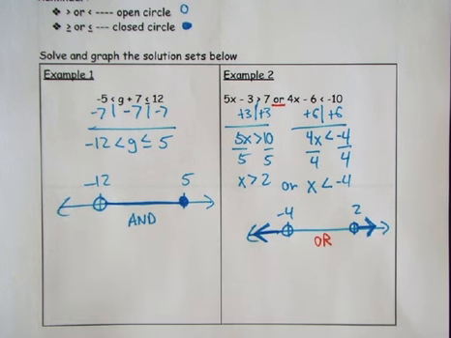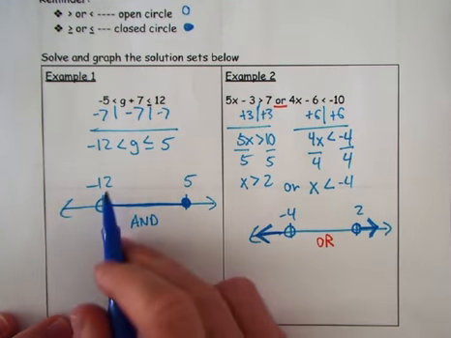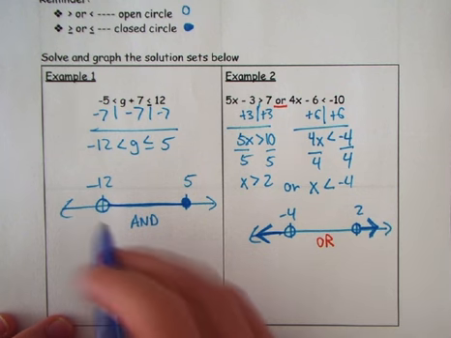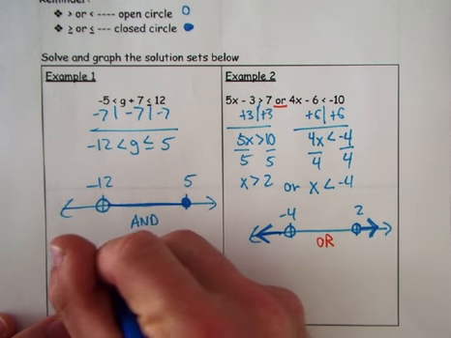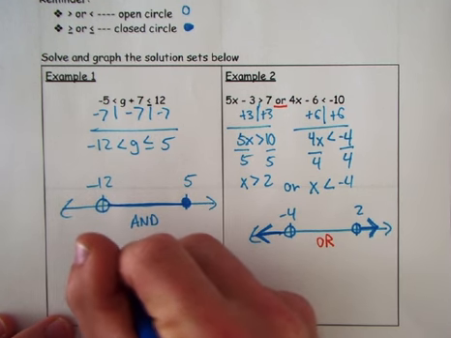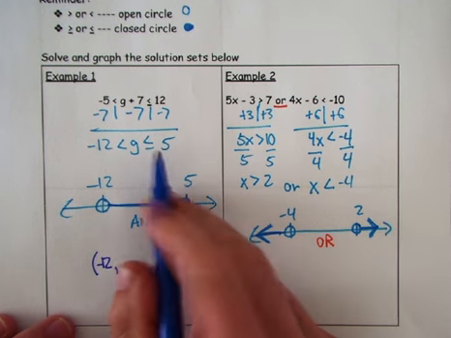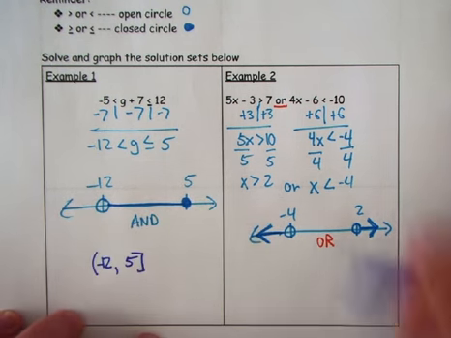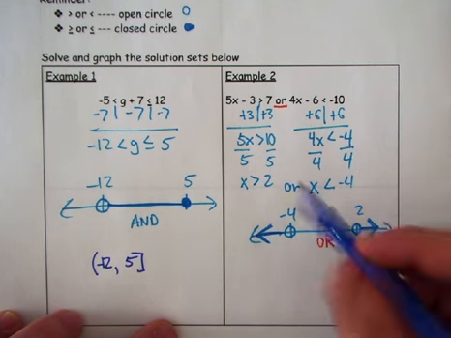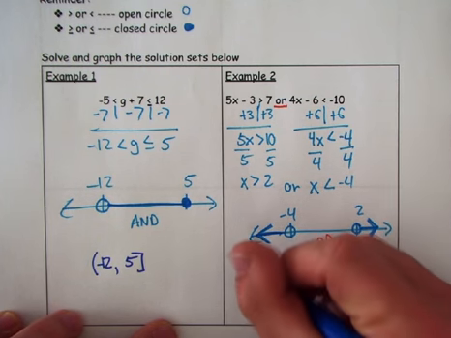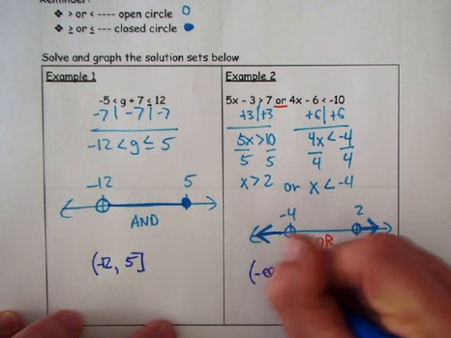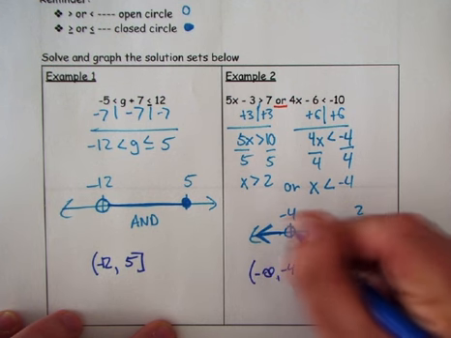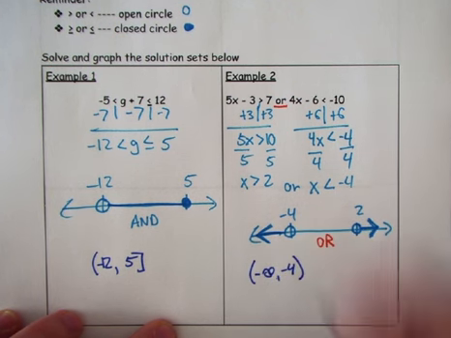Okay? Now, just to see if we remember, let's think about how we would represent these in interval notation. Negative 12, right? This is an open circle, so this is going to be a parentheses, negative 12, comma. Here we have less than or equal to, so that's going to be a bracket, 5. Here we've got negative 4 going to negative infinity, so we're going to have parentheses, negative infinity, comma, negative 4. This is an open circle or less than, so that means it's parentheses.